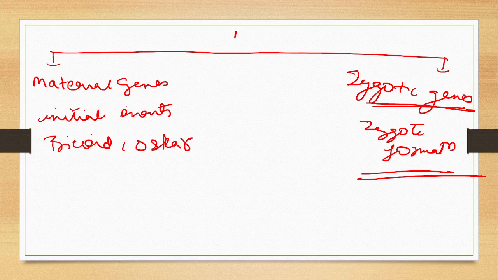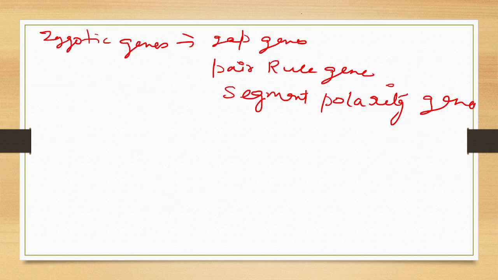So before fertilization, bicoid, oscar, and nanos are your maternal genes, and genes which are formed after fertilization in the zygote are the zygotic genes. Now, zygotic genes can also be of various types, such as gap genes, pair rule genes, segment polarity genes, and there is one more category that I'm forgetting right now. You can just check it. So, these are the various types of zygotic genes.